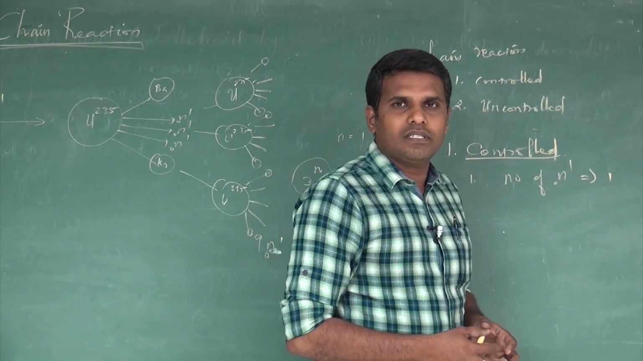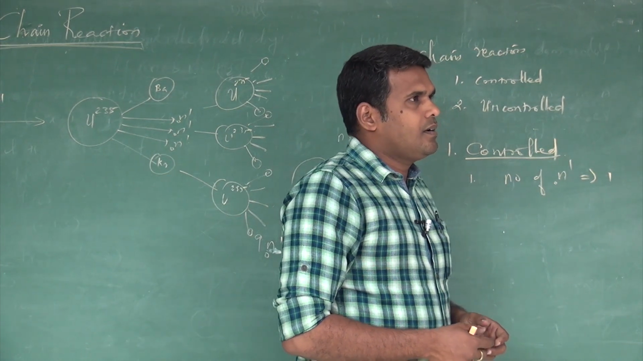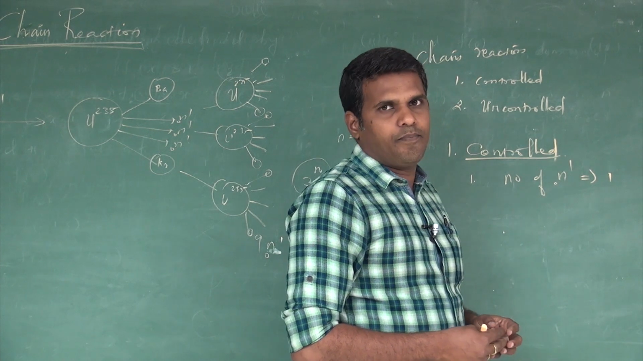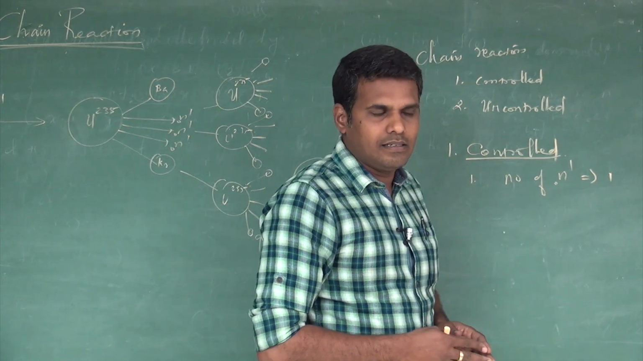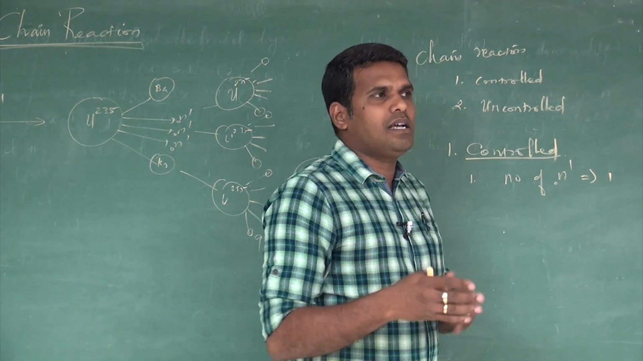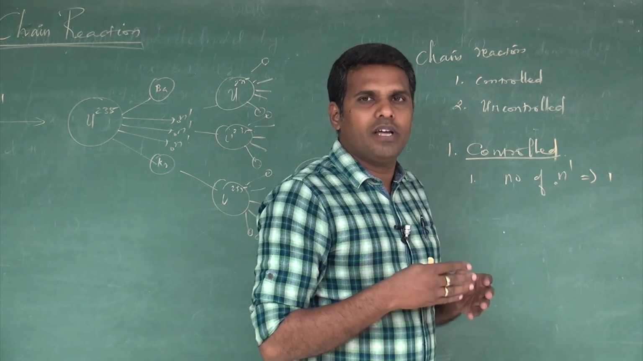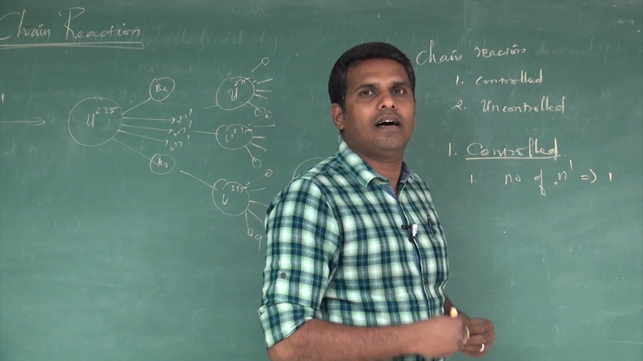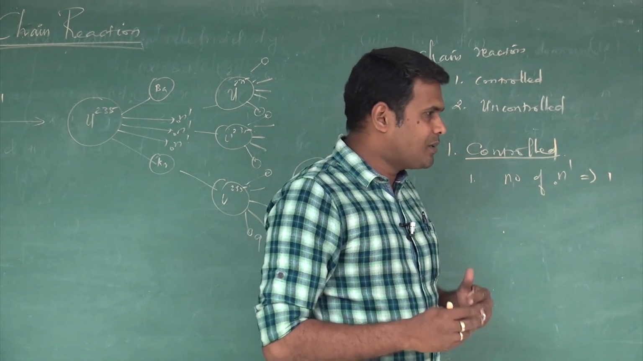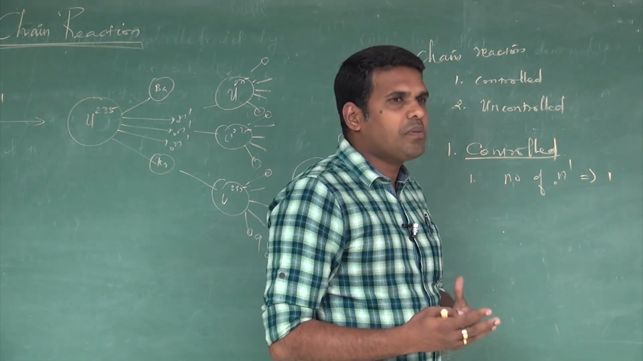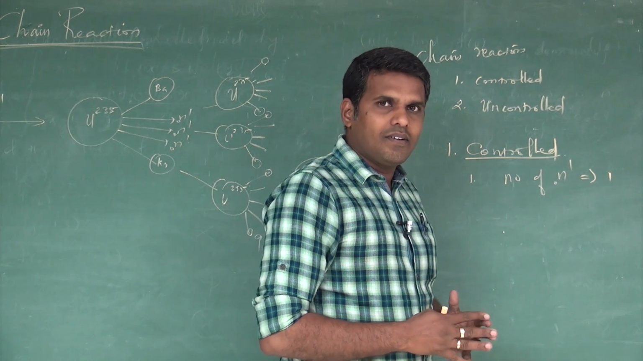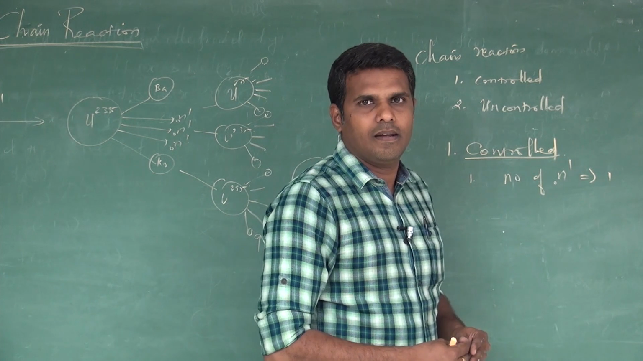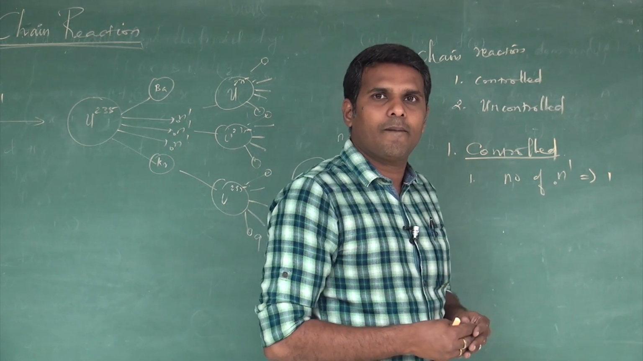In a controlled fission chain reaction, the energy obtained can be used for constructive purposes, and a controlled chain reaction is used as the basis for the construction of nuclear reactors, where the energy is produced in a sustained and controlled manner. What is meant by sustained? Sustained here refers to continued, proceeding further and further.